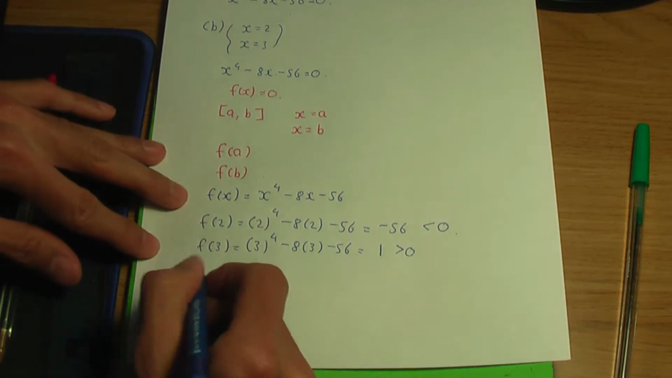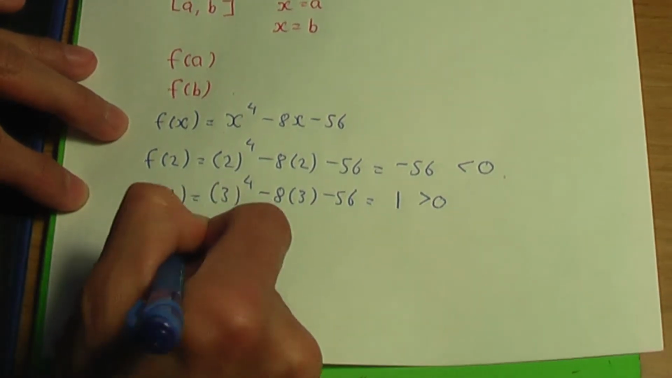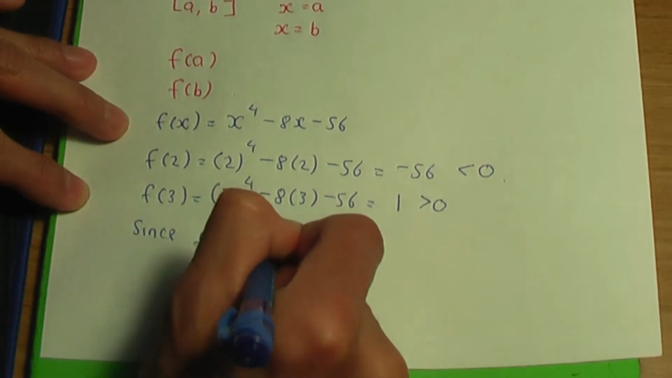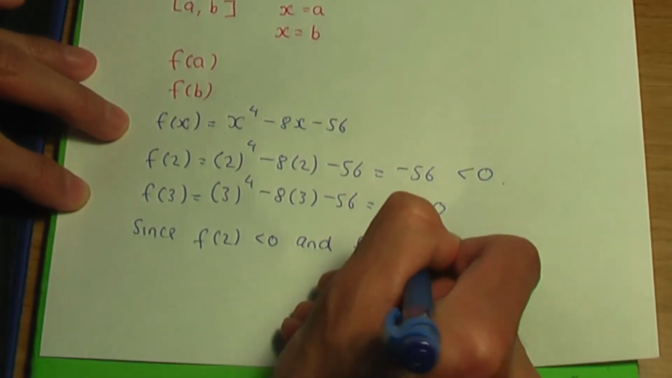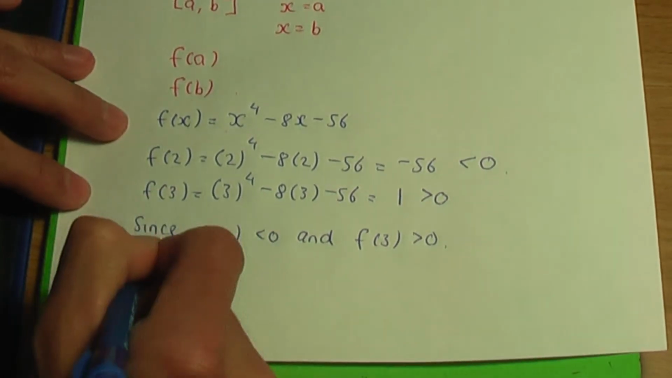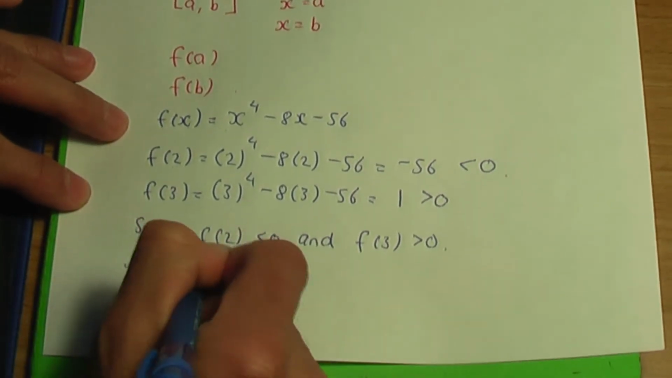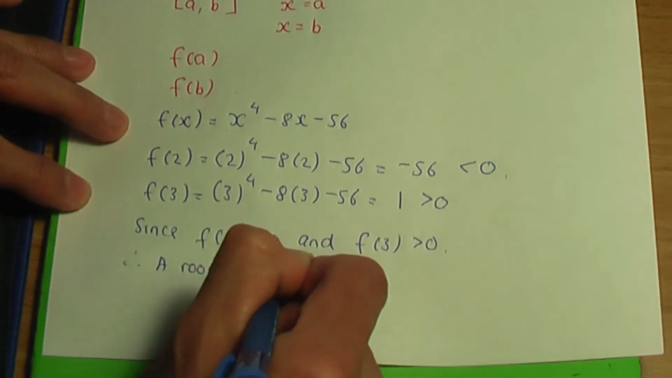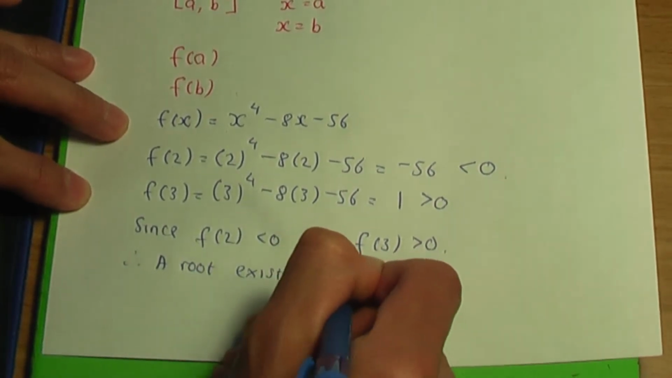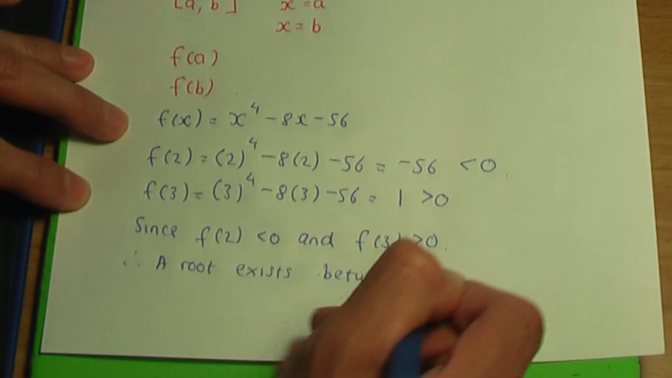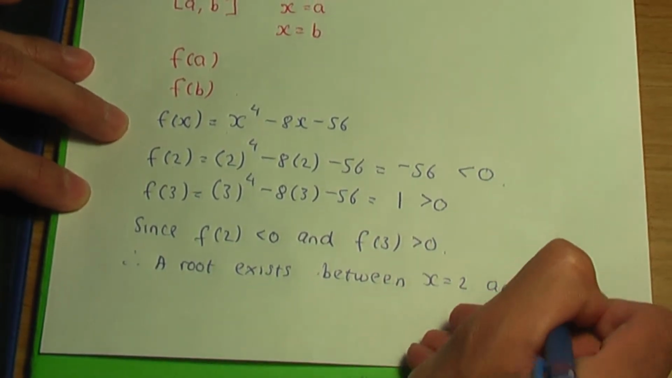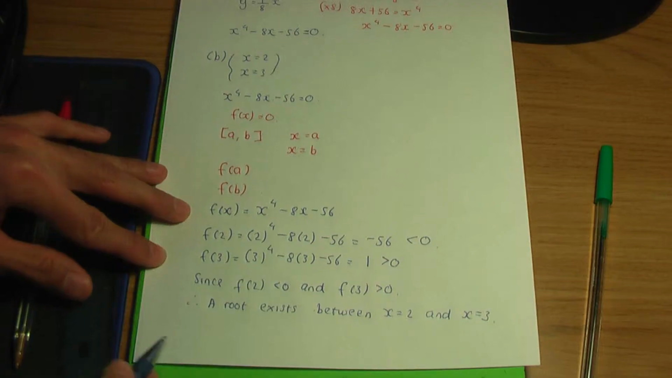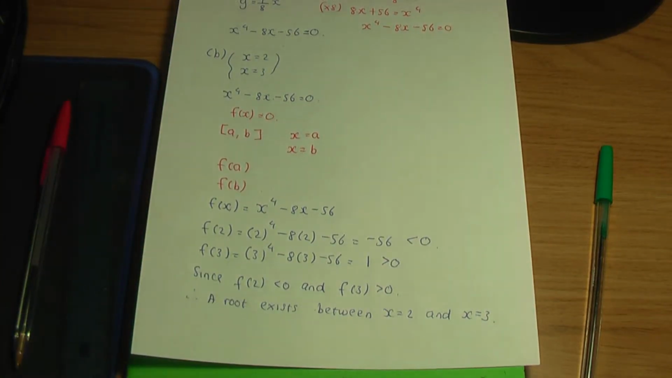So let me close by saying, since f of 2 is less than 0 and f of 3 is greater than 0, therefore a root exists between x is equal to 2 and x is equal to 3. So that should be the solution to that part B.